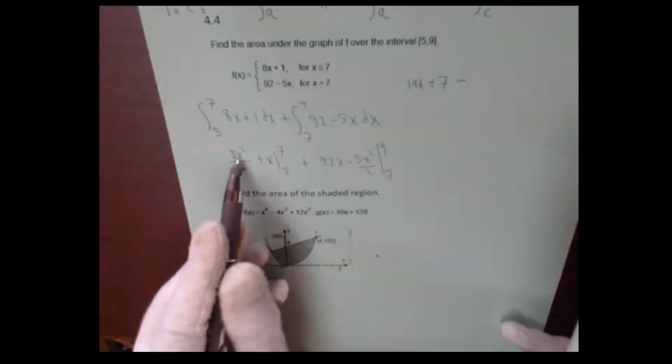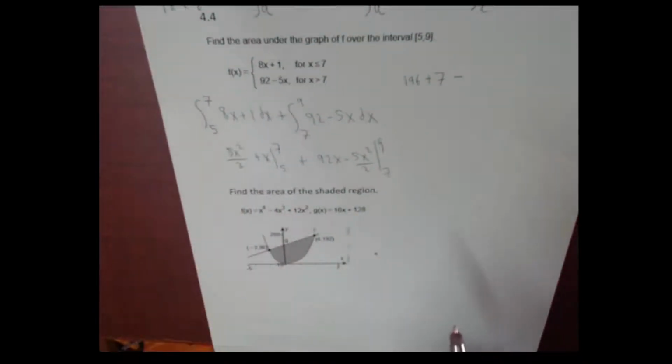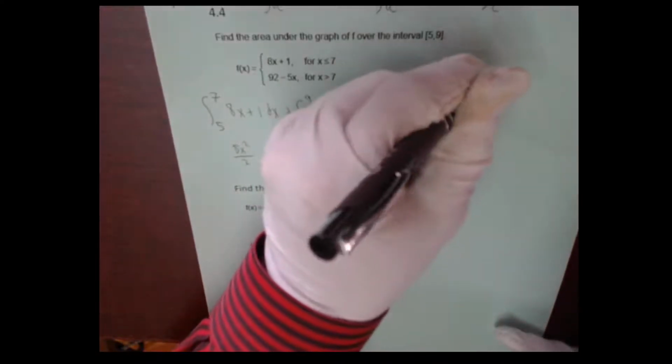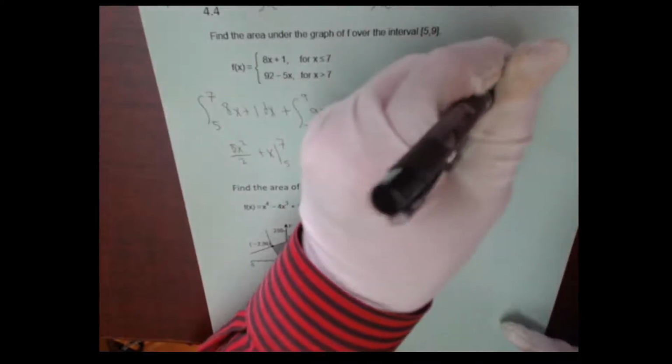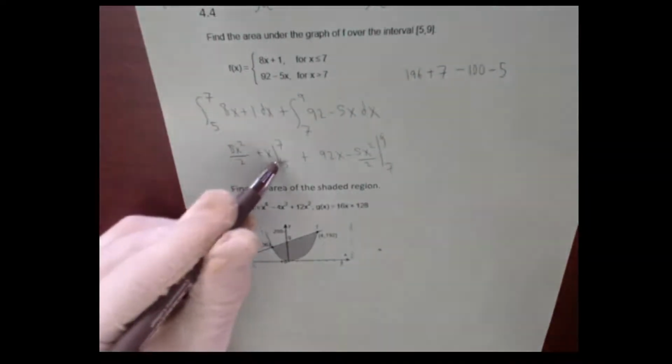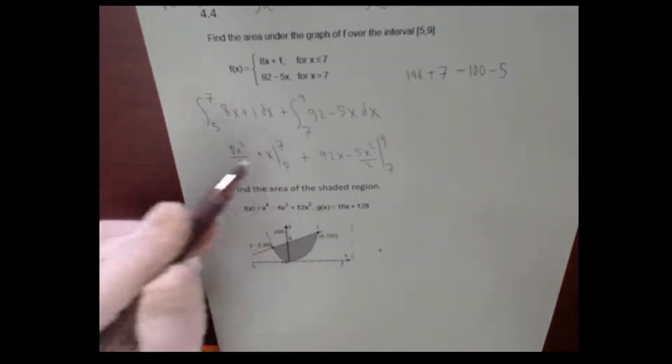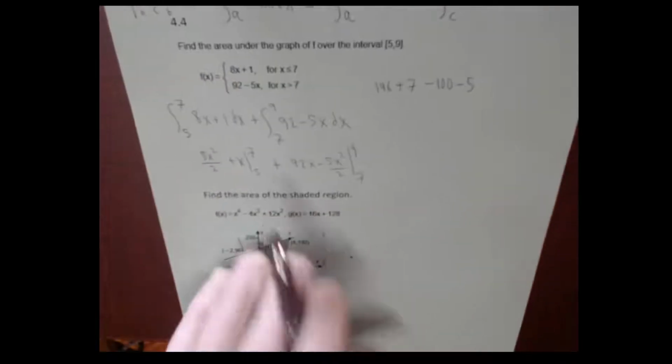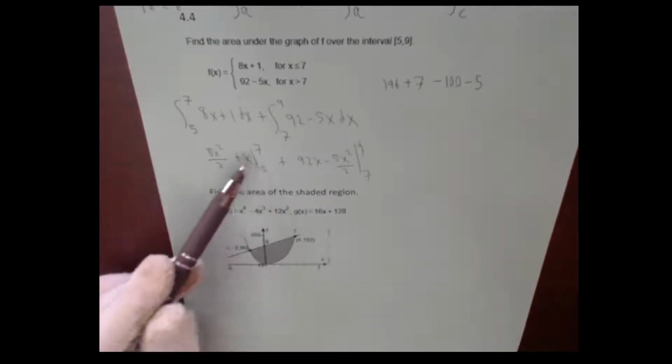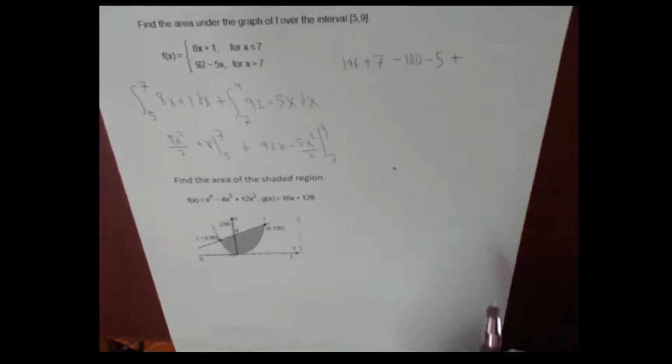plus 7, minus, now plug in the 5. 5 times 5 is 25, times 8 divided by 2 is 100. Minus 5, because remember when we do the evaluation, it's minus, minus, minus. We have to apply that minus to everything. So all four of these values come from first doing 7 and 7, and then doing minus, plugging in 5, plugging in 5.